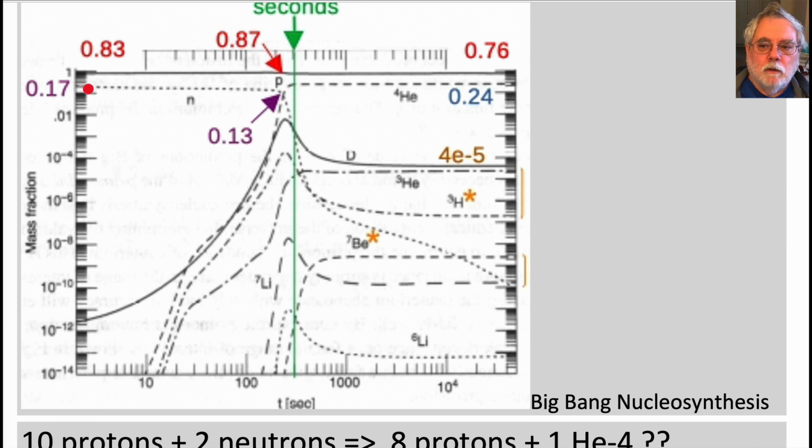The second small dashed curve on the left-hand side is for neutrons. Neutrons start out with mass fraction 0.17 on the left, purple number, fall to 0.13 at 230 seconds due to decaying into protons, and then fall precipitously with fusion, as we will see next. After 300 seconds, the remaining free neutrons decay to protons in this decay curve.